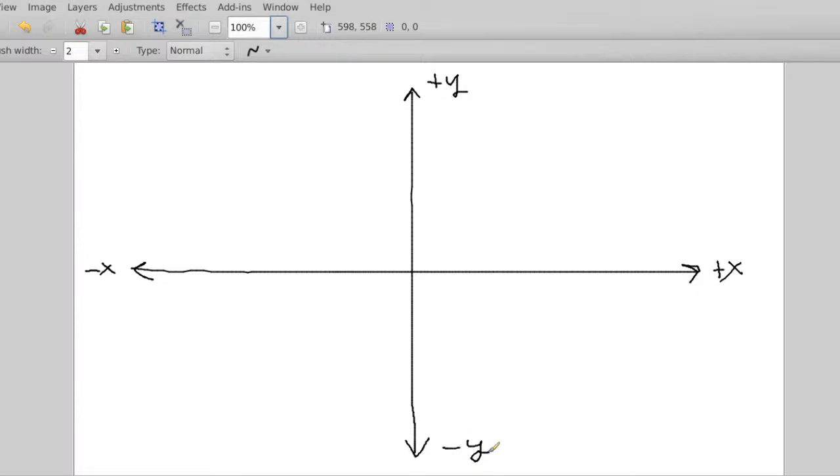Like on a compass you have north, south, west, and east. It's kind of the same thing here. Plus y is up, and negative y is down. Plus x is to the right, and negative x is to the left. So we still have the 20 kilogram here, and we still have the 5. I didn't write in the numbers. Let me write them in.